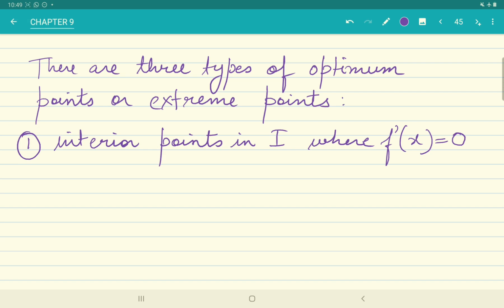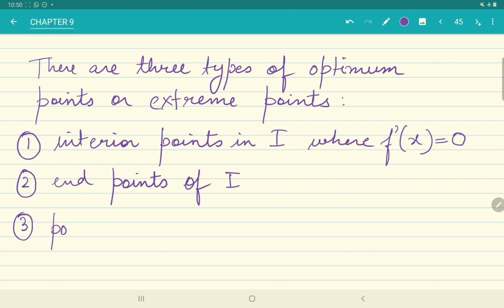So the one type of an extreme point would be an interior point in I where f prime x is 0. Second would be endpoints of I where the function attains either a maximum value or a minimum value. In that case, the endpoint would be the optimum point, or the extreme point. Endpoints of I. And the third is points in I.